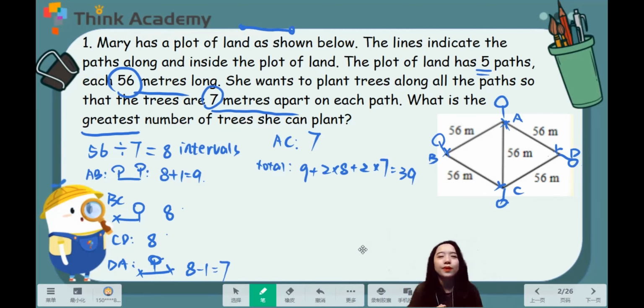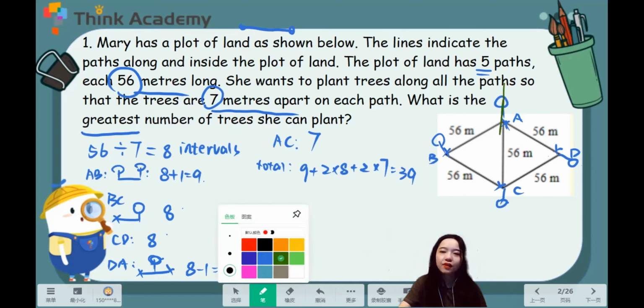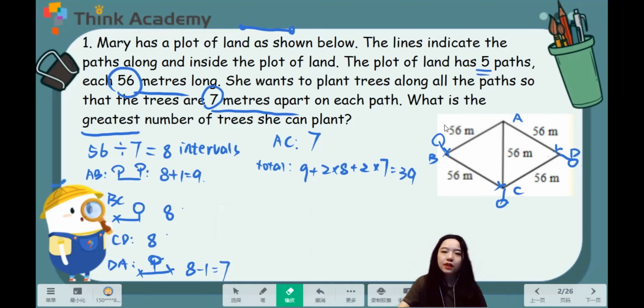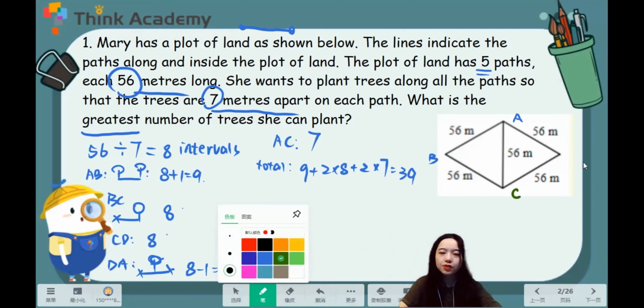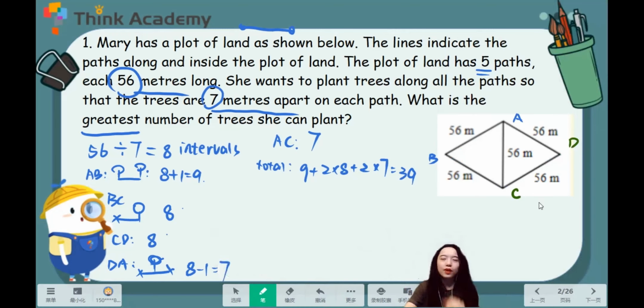But there is another point. Can we avoid planting trees on the intersection of 2 paths? Because as you can see, if we plant trees on point A, when we consider the next road, like the road AD or the road AC, we can't plant trees at point A again. In other words, we need to plant 1 less tree on the other 2 roads. When we plant trees at the intersection of any 2 paths, it will affect the other roads.